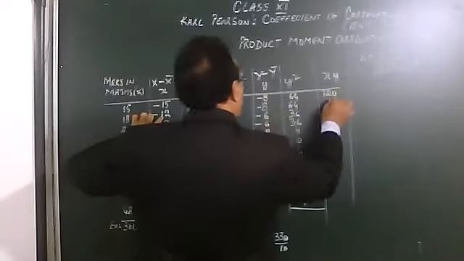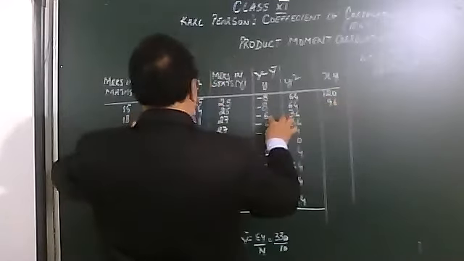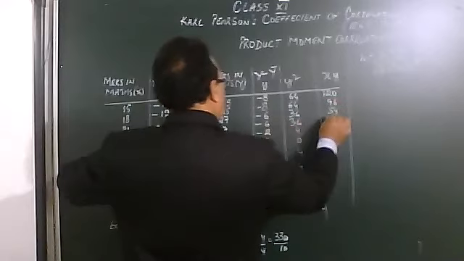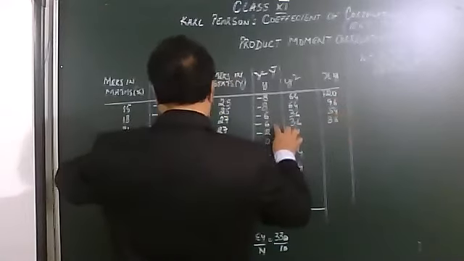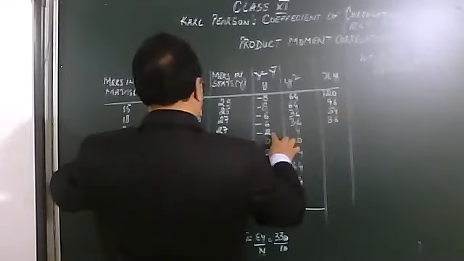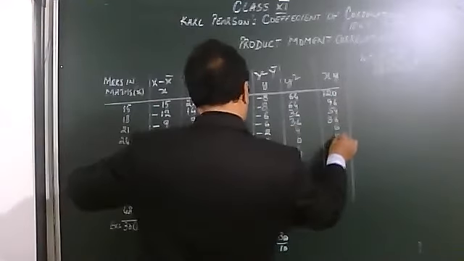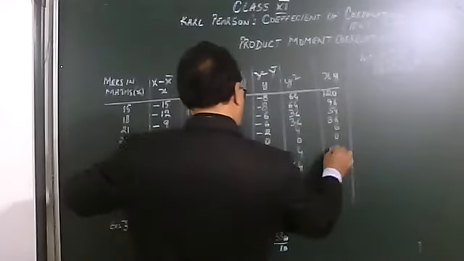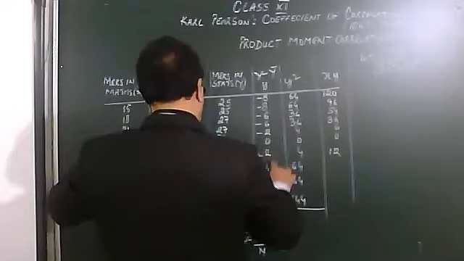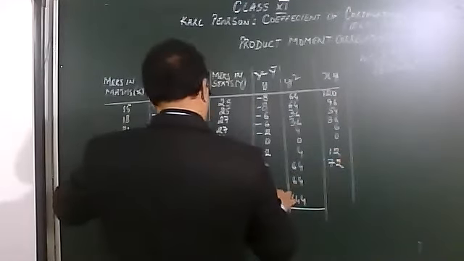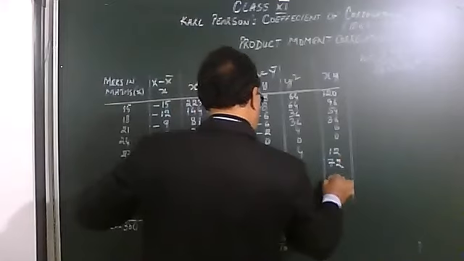12 8s are 96. 9 6s are 54. 6 6s are 36. 3 2s are 6. 0 0s are 0. 6 2s are 12. 9 8s are 72. 12 8s are 96.